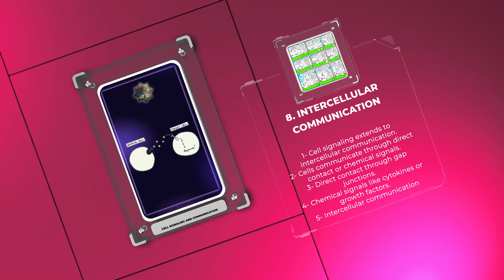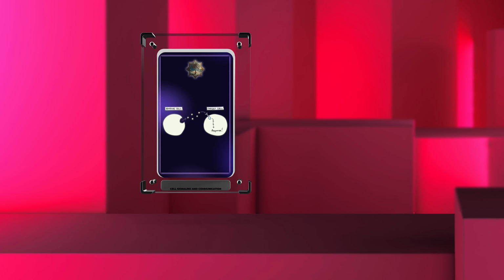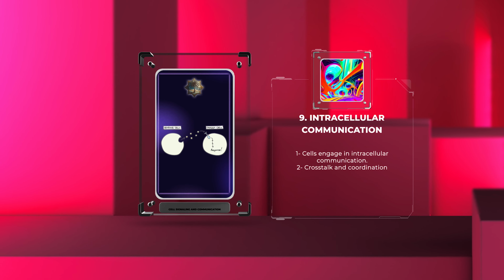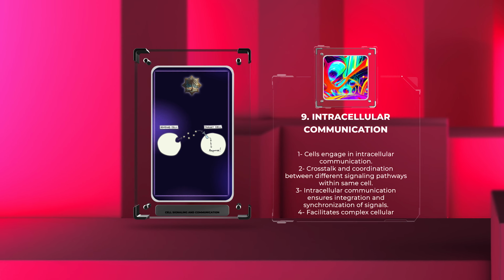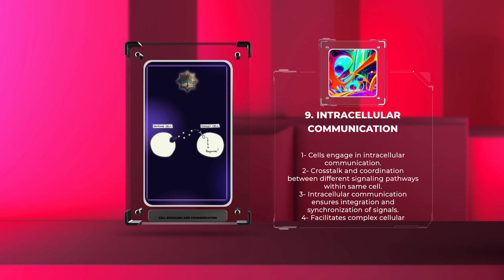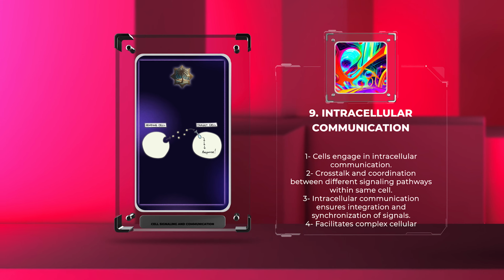and regulating developmental processes. Just like cells communicate with each other, they also engage in intracellular communication. This involves crosstalk and coordination between different signaling pathways within the same cell. Intracellular communication ensures the integration and synchronization of signals, facilitating complex cellular responses and maintaining cellular homeostasis.